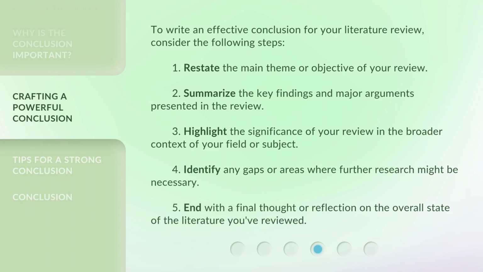To write an effective conclusion for your literature review, consider the following steps. 1. Restate the main theme or objective of your review. 2. Summarize the key findings and major arguments presented in the review. 3. Highlight the significance of your review in the broader context of your field or subject. 4. Identify any gaps or areas where further research might be necessary. 5. End with a final thought or reflection on the overall state of the literature you've reviewed.